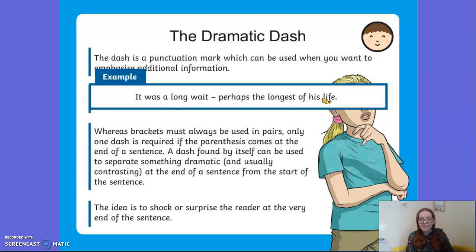Unlike when it's in the middle of a sentence, you are never going to finish your sentence with a dash. So you only use one when you are tagging on extra information. Whereas brackets must always be in pairs, only one dash is required if the parenthesis comes at the end. Okay? The idea of a dramatic dash is to shock or surprise the reader at the very end of the sentence. You want to wow them with a little bit of extra information.